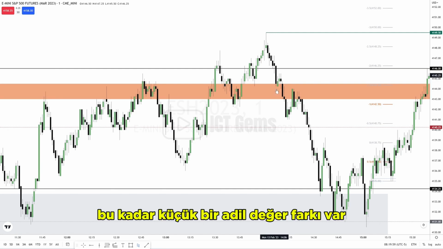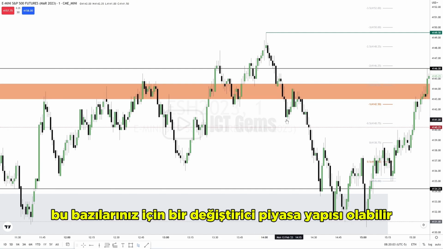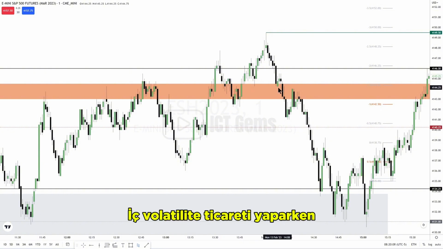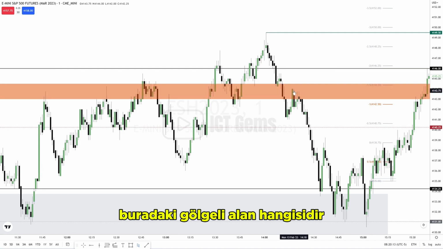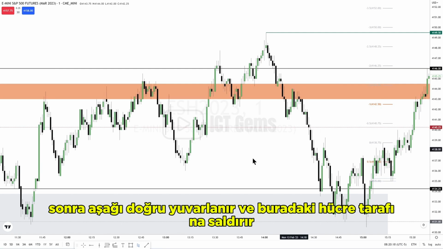Small little fair value gap, it trades up into that, delivers below that short-term low. Now this may be a shift in market structure for some of you, and this one may not be, because you're trading intraday volatility. The market returns back up into what? Consequent encroachment of that 15-minute fair value gap, which is that shaded area here. Remember, I've changed the color. Then it rolls down and attacks the sell side here.